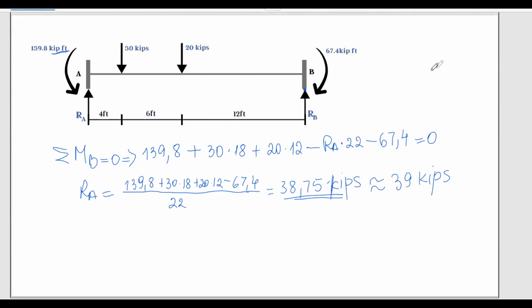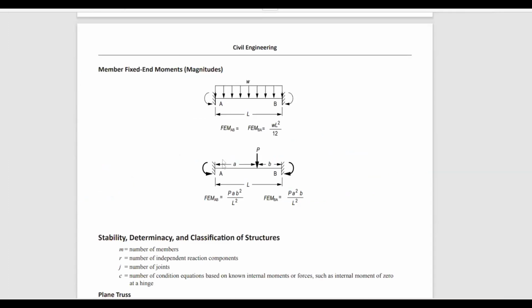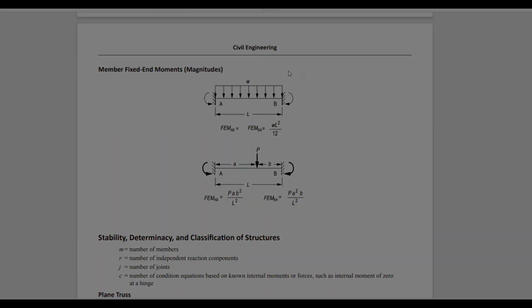Wonderful. That was pretty much it for this problem. I guess it's pretty simple if you know where to look for the formulas and you know how to apply them and how you can get the reaction after that.